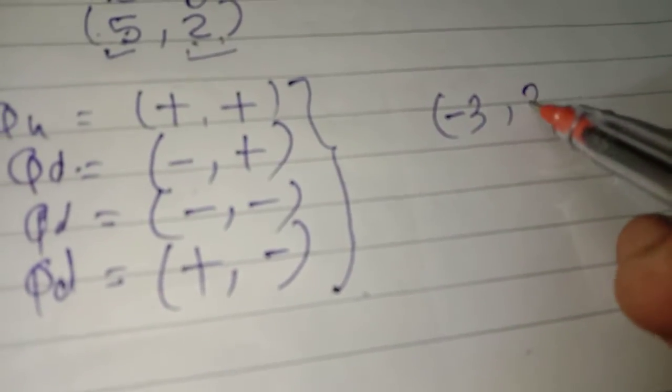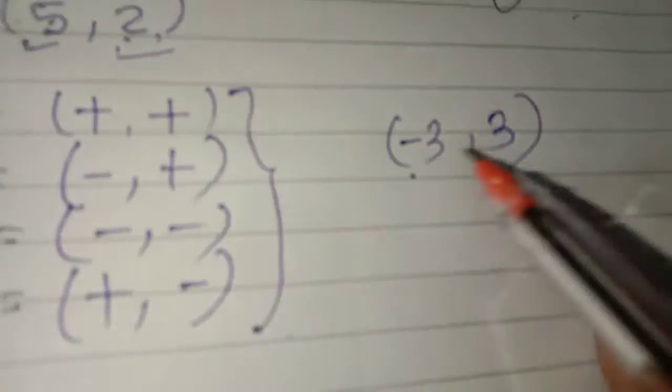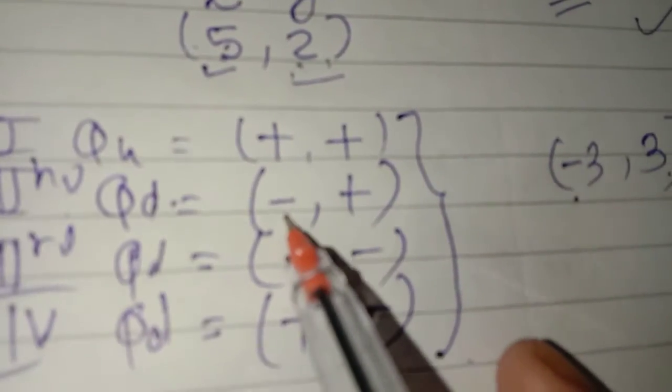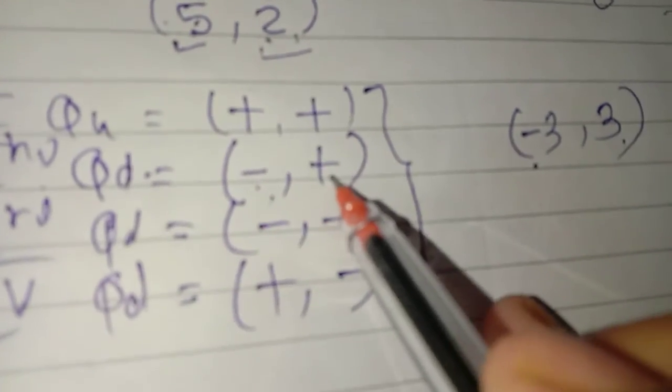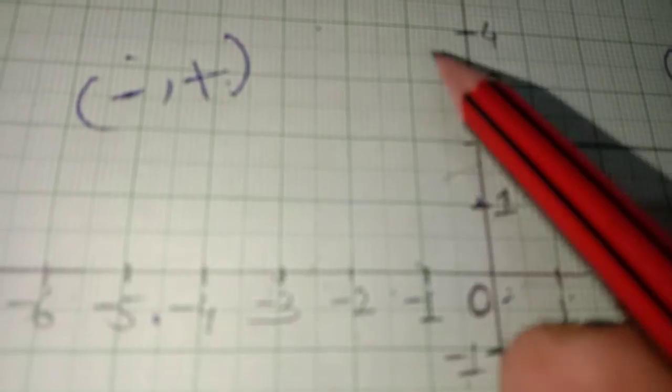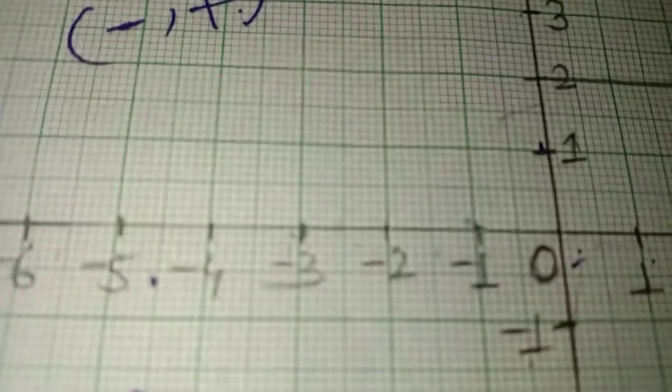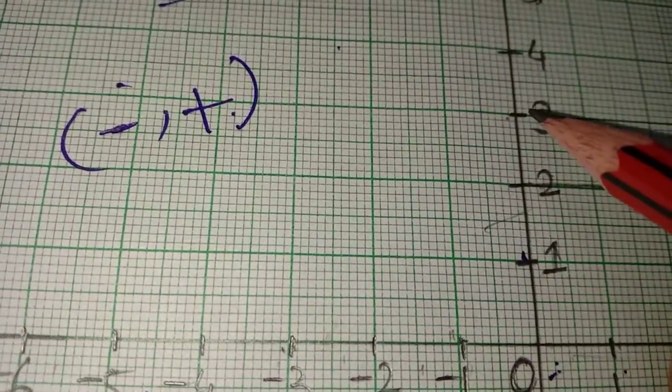Suppose you are asked to locate something like (-3, 3). Now it is the second quadrant. So you can say the x-axis is negative and the y-axis is positive. So (-3, 3) will be located here. Can you see here? x is -3 and y is 3. First we have to consider the value of x and then we move to the value of y.